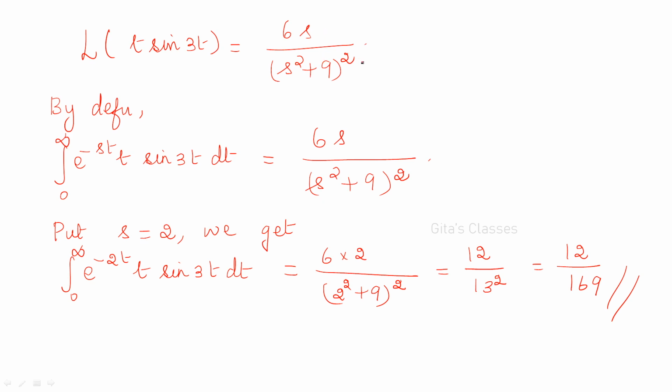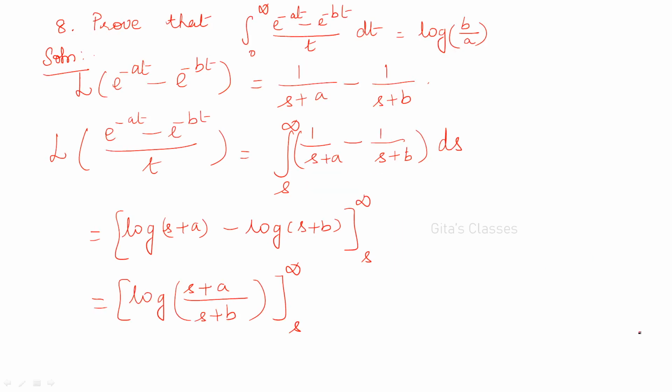Whenever you have evaluation, evaluate the integral from 0 to infinity, compare it with the definition. L of e power minus st into, see, by definition of Laplace transform, this is the definition. And here we want to evaluate e power minus 2t. So substitute s is equal to 2. In the place of s, if you substitute 2, you will get the required integral. If you simplify, you will be getting 12 by 169.